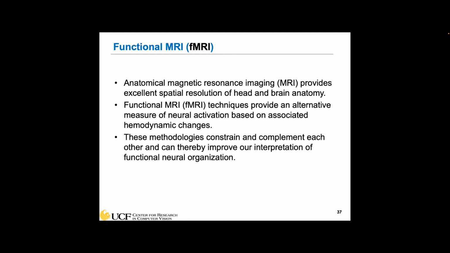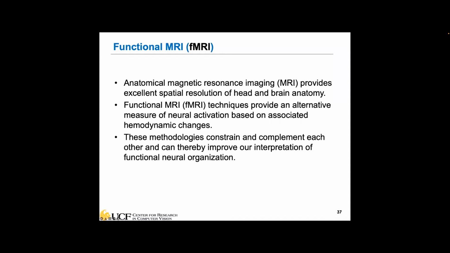Okay, so next I want to talk, just briefly, about functional MRI. MRI provides excellent spatial resolution of the head and brain anatomy, right? So we can see clearly the different tissues of the brain: gray matter, white matter, etc. But functional MRI, fMRI for short, is a technique that is able to provide an alternative measure for neural activation based on the associated hemodynamic changes.